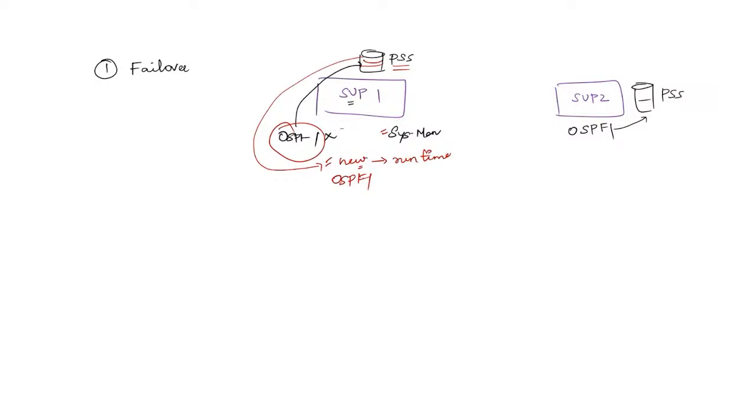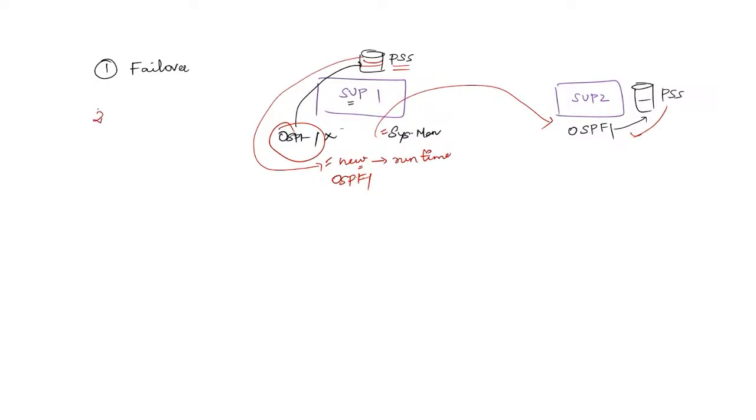Sometimes the process could not be restarted, correct? At that point, the system manager may select to shift it to the other supervisor, because the runtime information is present here. So this is the failover of one process from one supervisor to another supervisor.